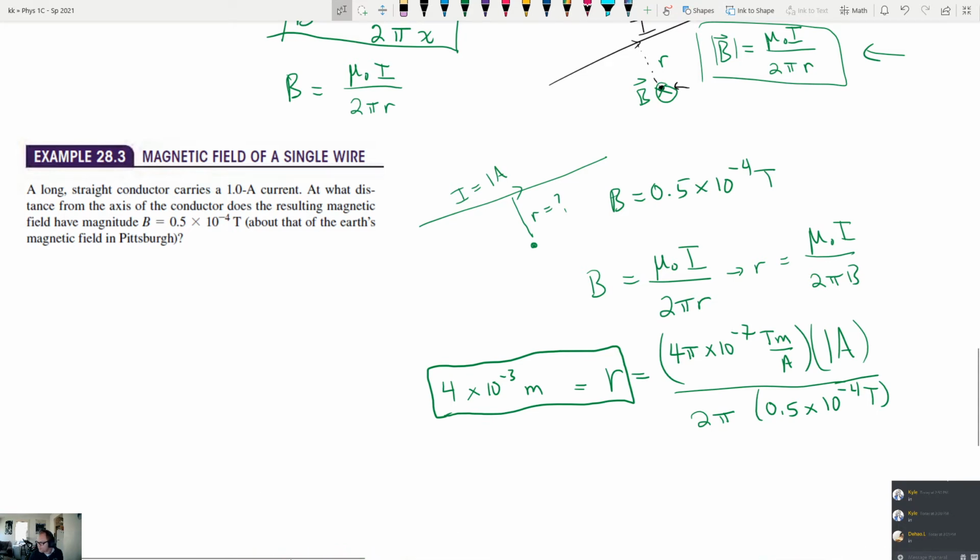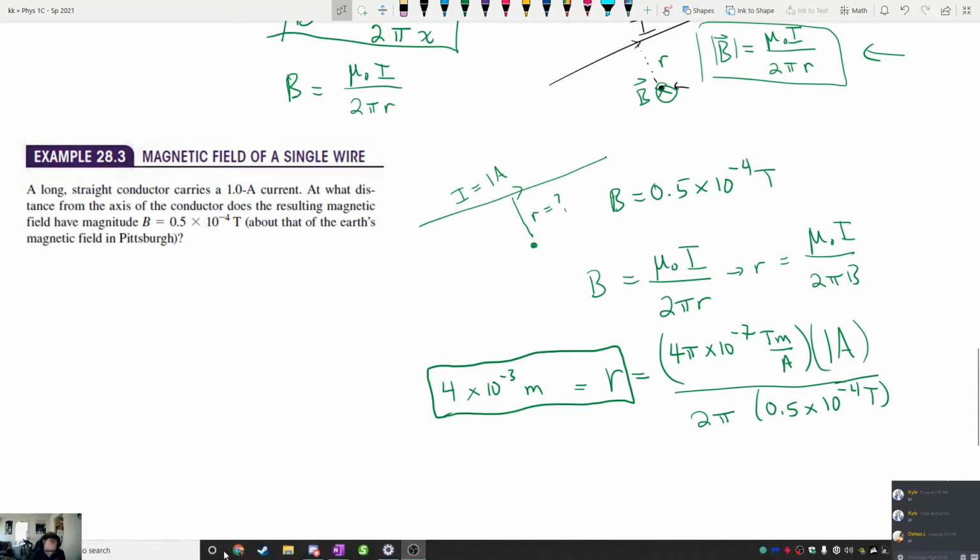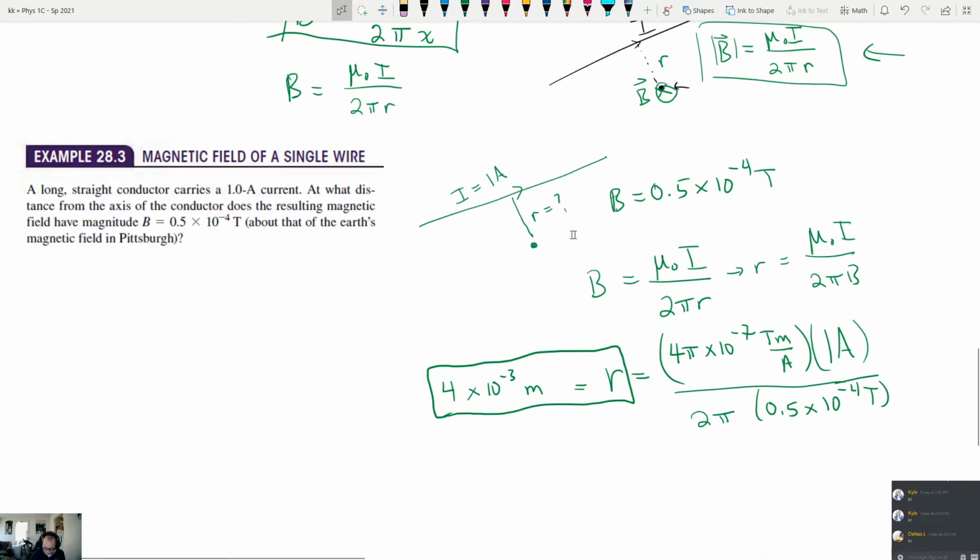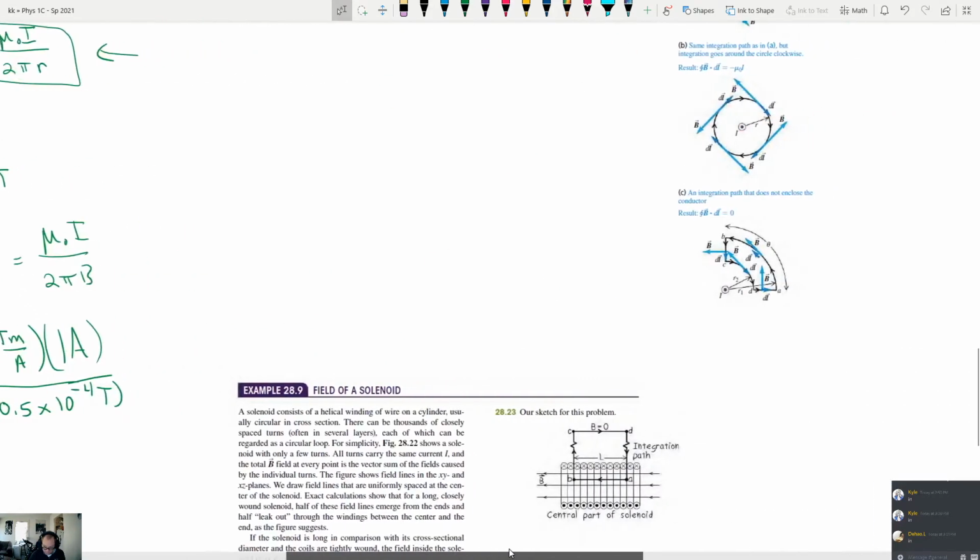Okay, this is the second hour of Physics 1C for March 27th. We just talked about how to find the magnetic field for a wire, and we found the value. We'd like to look at how magnetic fields add together, though.